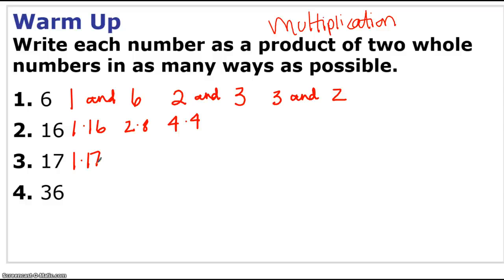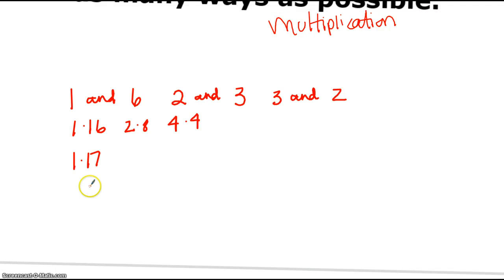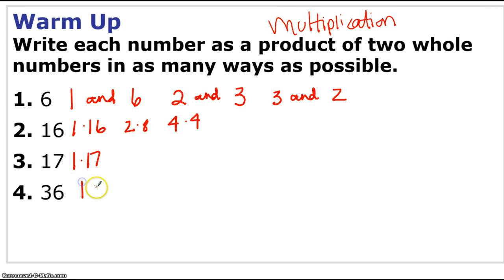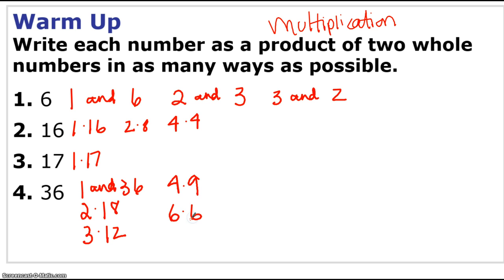Last one, number 4. How many ways can we write 36 as the product of two numbers? I'm thinking 1 and 36. I'm thinking 2 times 18. I'm thinking 3 times 12. I'm thinking 4 times 9. 5 doesn't go in. And I'm thinking 6 times 6. Okay, so we're going to be working a lot today with factors of numbers. So let's get familiar with these in the warm-up.